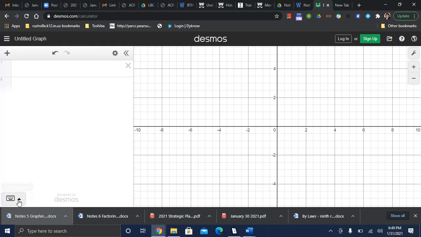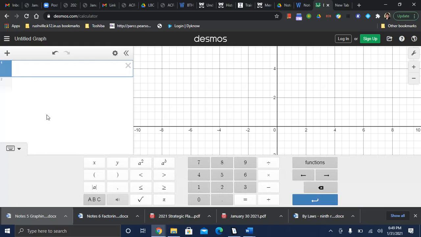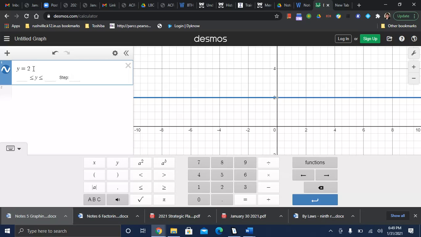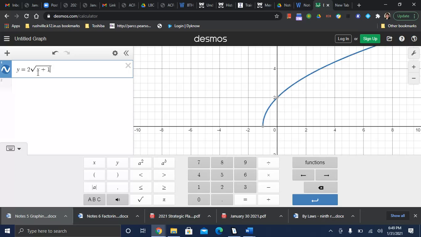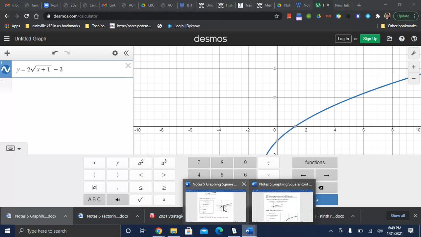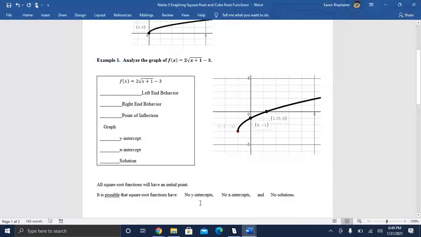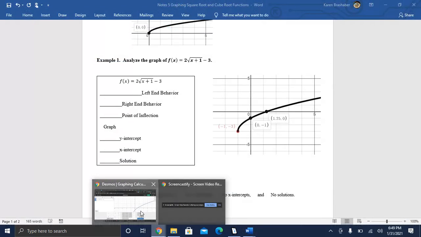Now you'll need to bring up the keyboard, and remember you can use y equals or you can use f of x equals. The keyboard will have your square root. Now remember there was a 2 in front of that square root. So 2 times the square root, and then inside the square root was the x plus the 1, and then make sure that you get outside of the square root, and then minus 3. So we'll verify that that was the problem, 2 times the square root of x plus 1 minus 3.